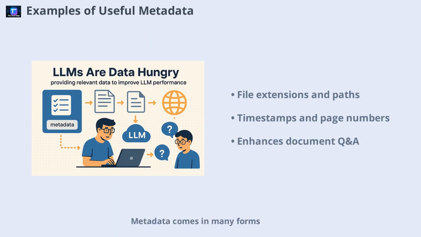Metadata comes in many forms, and often you already have it available in your application. For text-based systems, useful metadata includes file extensions, folder paths, timestamps, and page numbers. For example, if a user asks for information on page 5 of a document, the LLM needs page number metadata to answer correctly. Similarly, knowing the file type or folder location can help the LLM filter and retrieve the right information. These small details can make a big difference in the quality of responses.